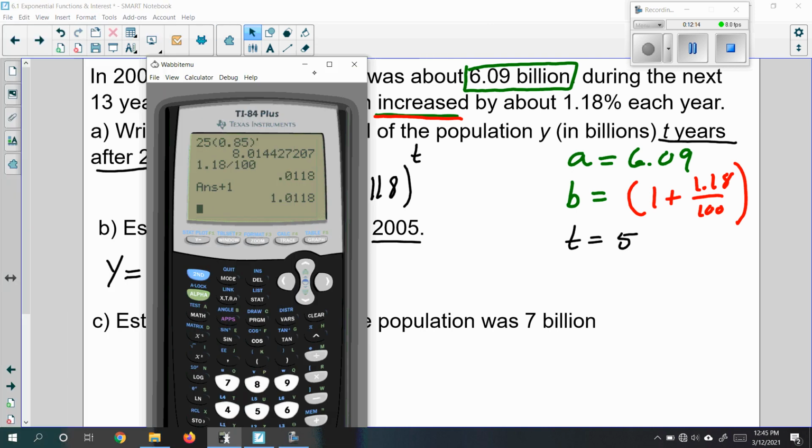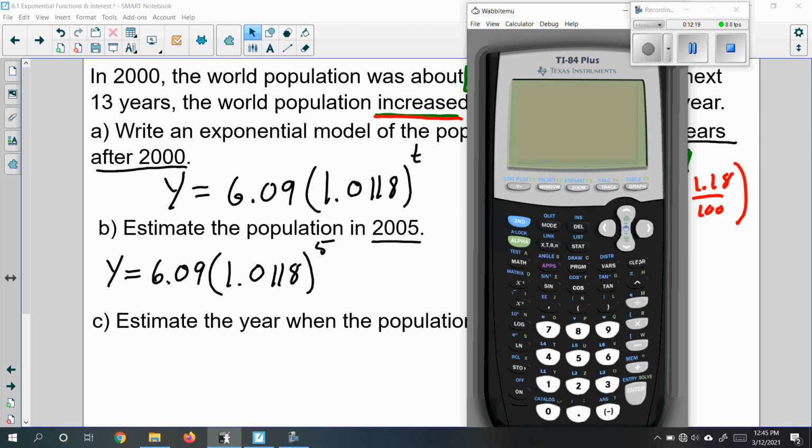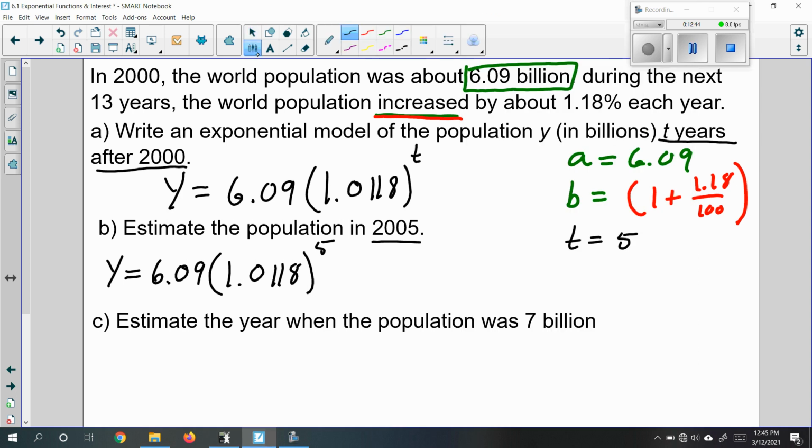So we'll plug that into our calculator. And the population is 6.4578. And we'll use the same number of decimal places, too. So we'll round this to 6.46. So the population is 6.46 billion.